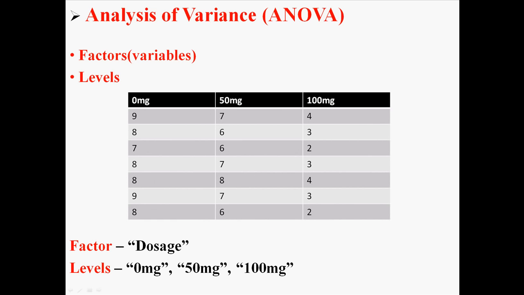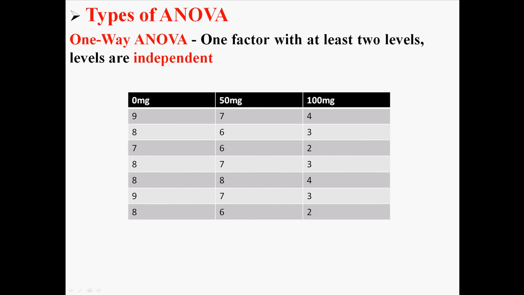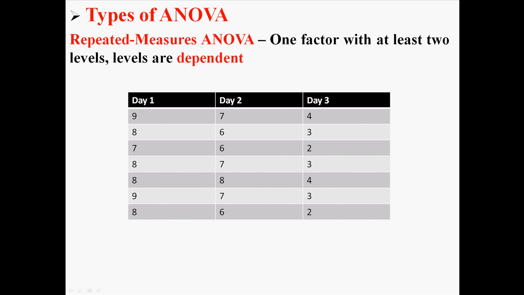Now there are a few different types of ANOVA, and I'm going to show you about 3 right here. I'm going to show you first the one-way ANOVA. This is an ANOVA that has one factor with at least 2 levels, and the levels are independent. There's also the repeated measures ANOVA. This is one factor with at least 2 levels, but the levels are dependent.